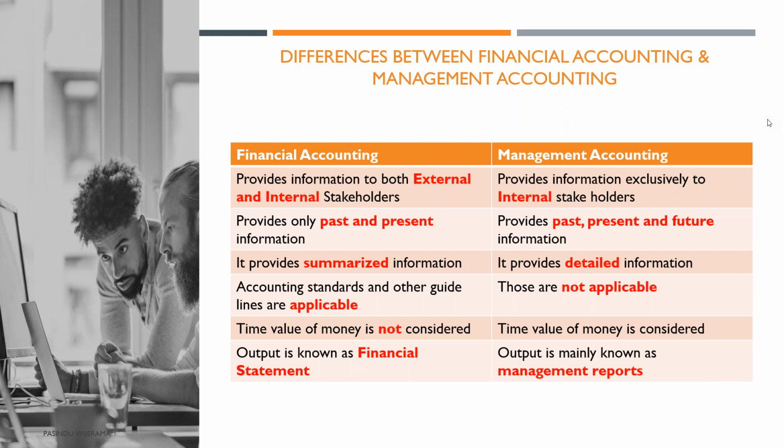Now, which branch of accounting provides more information? Is it financial accounting or management accounting? Management accounting. Financial accounting provides only summarized information. Okay, could you write that as well? Under financial accounting, you could say it provides summarized information. Under management accounting, you could say it provides detailed information.